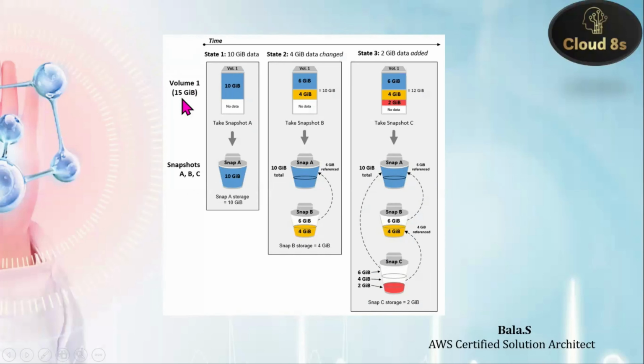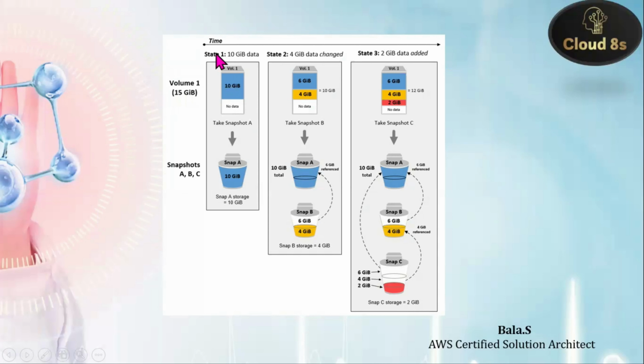So basically, assume I have one EC2 with a 15 GB volume, that is the EBS volume. Inside the 15 GB, I have written some data. That data capacity is 10 GB, and the balance 5 GB is remaining free.